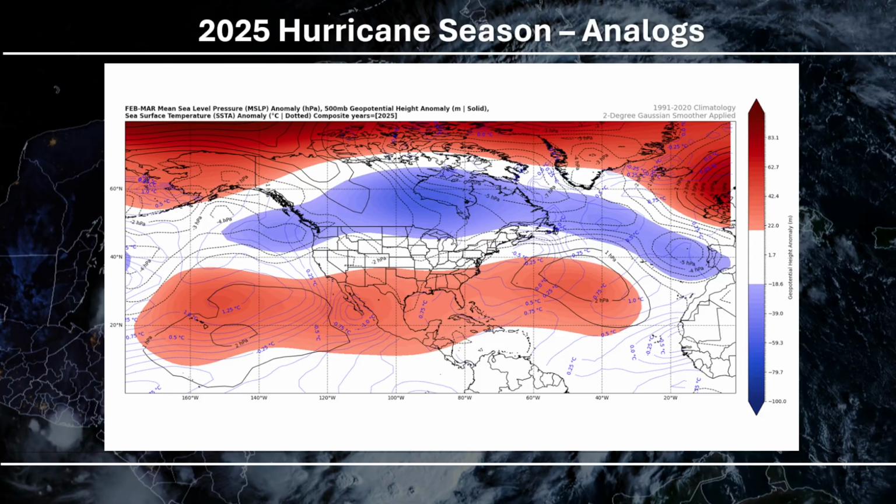And what I wanted to show here is 2025's end of winter pattern. What I wanted to look for is years that had a similar end of winter pattern like this, because the winter over the US, it may not seem like it at first, but it can have a significant impact on the hurricane season down the road.